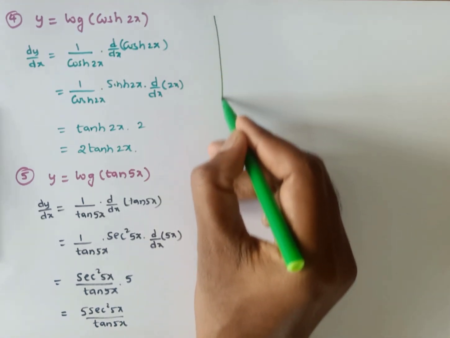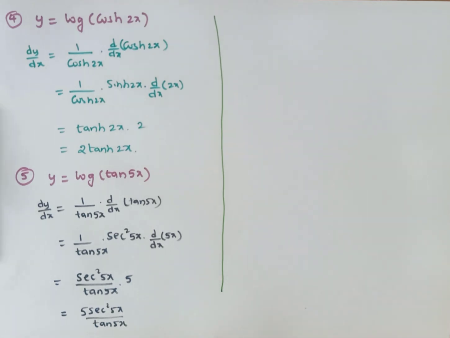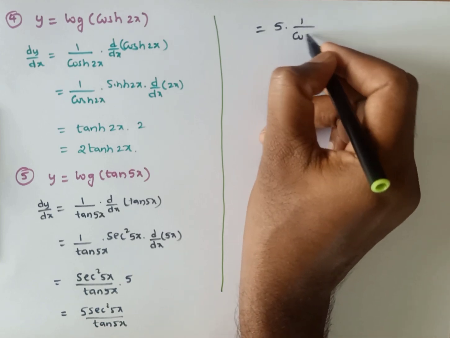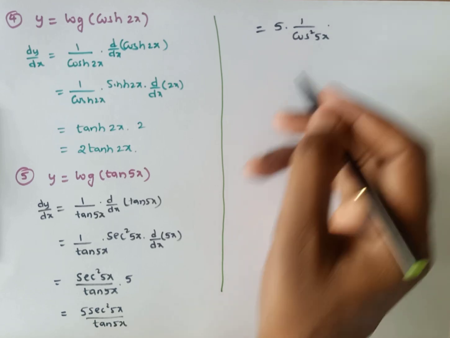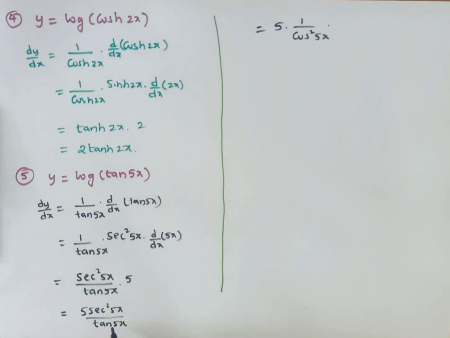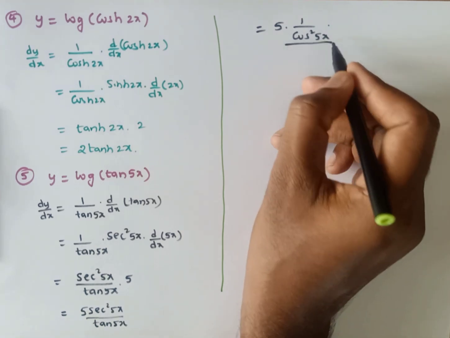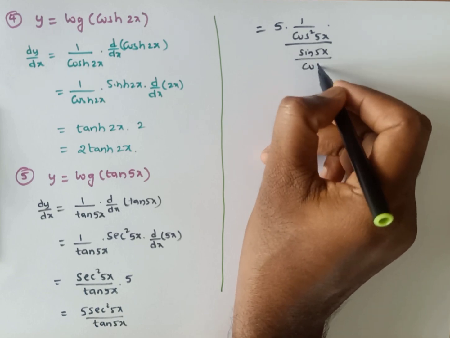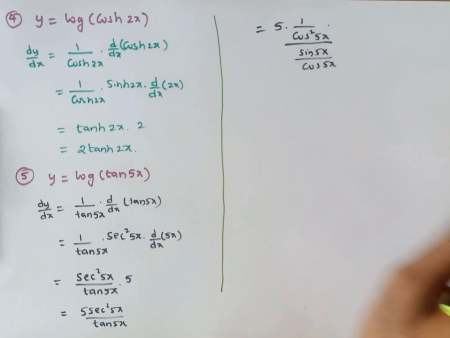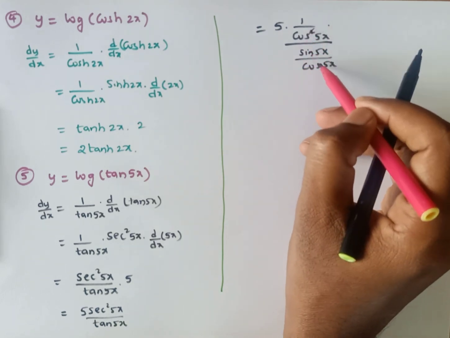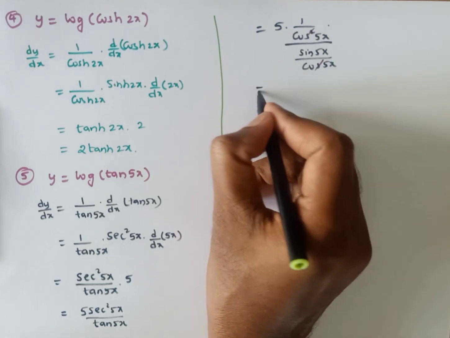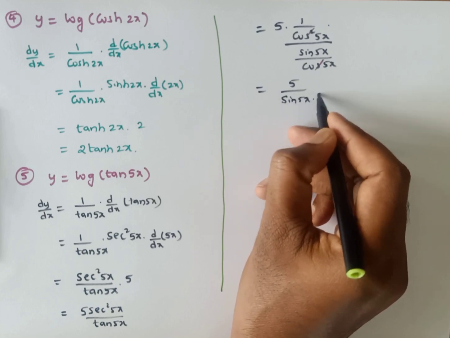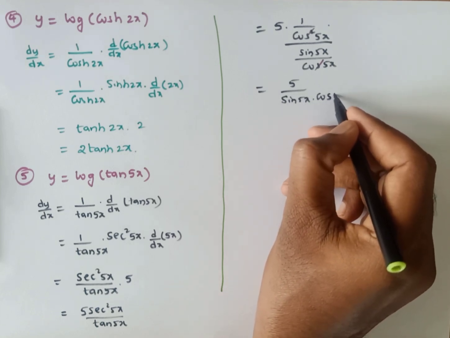So simplify that, which is equal to 5 into secant square, which can be written as 1 by cos square 5x, divided by tan 5x, which is sin 5x by cos 5x. One cos gets cancelled. Now finally this is 5 divided by sin 5x into cos 5x.